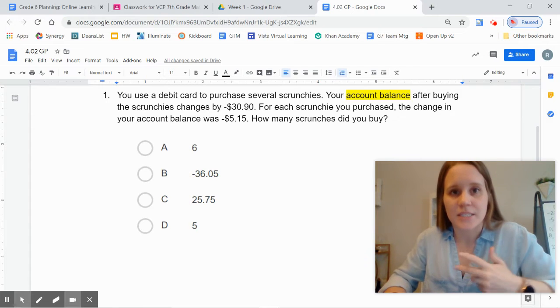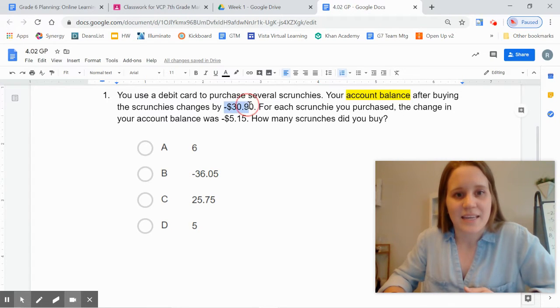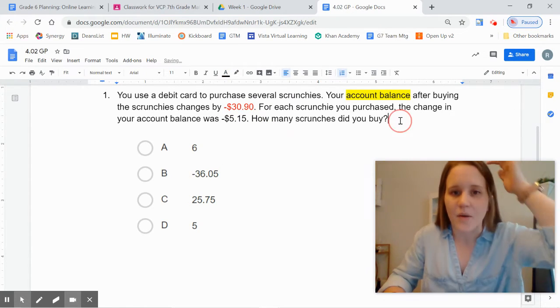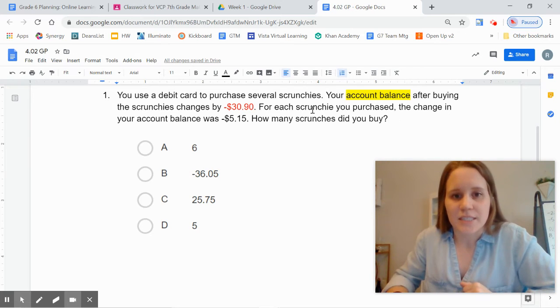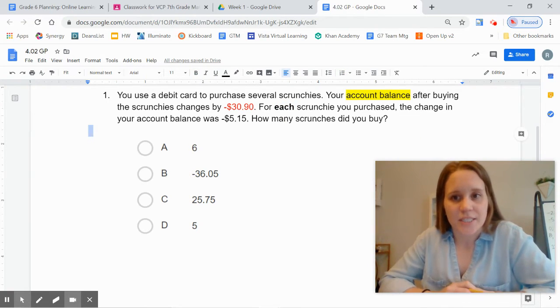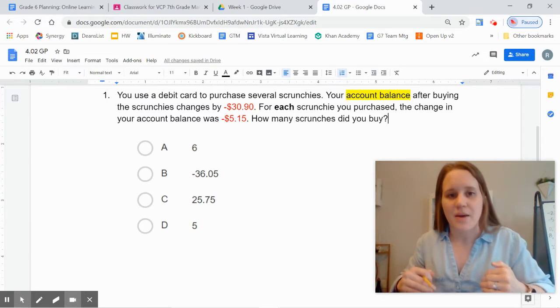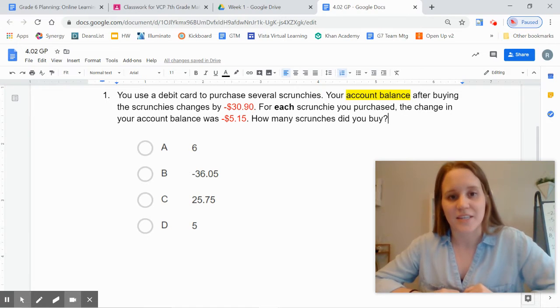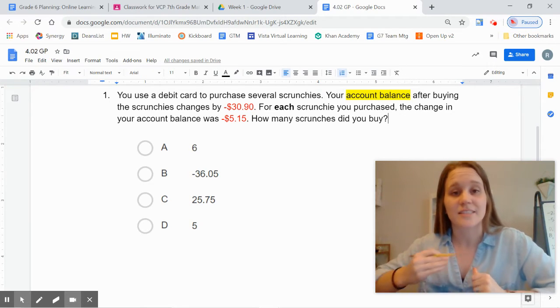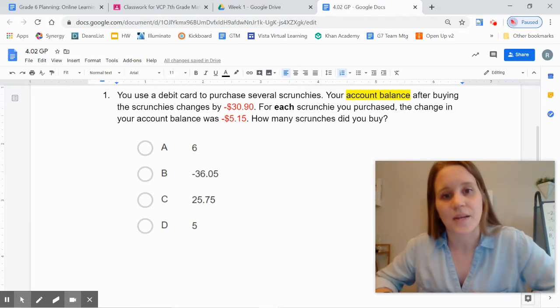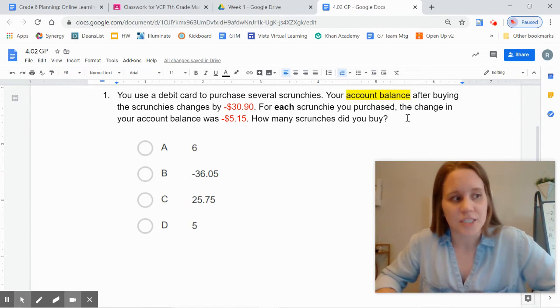So when we buy scrunchies, the amount of money we have in our account changes by negative $30.90. I'm going to make it red for negative. Okay. For each scrunchie you purchased, each. That's a word I think about really carefully when I'm reading a word problem. It makes me think multiplication. We'll see if we need it. For each scrunchie you purchased, the change in your account balance was negative $5.15. Okay, so each scrunchie I buy, my account balance changes by negative $5.15. That must mean the scrunchies cost $5.15 each. Okay, and then the question says, how many scrunchies did you buy?